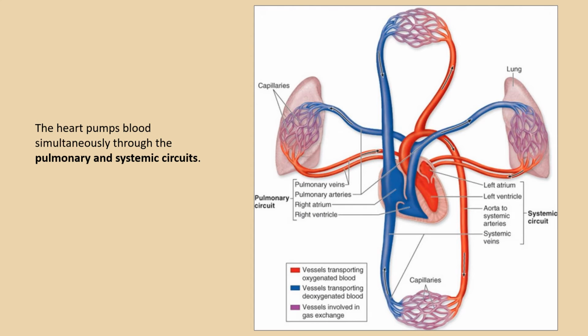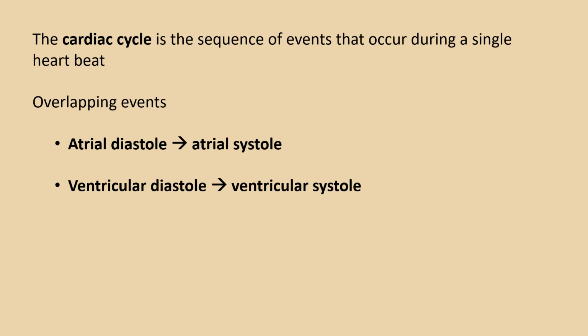I hope you remember the pulmonary circuit and the systemic circuit. So the heart is a muscular pump, and in the pulmonary circuit, the right side of the heart pumps blood to the lungs and back to the heart. And in the systemic circuit, the left side of the heart pumps blood to the entire body and back to the heart. So the cardiac cycle is a sequence of events, highly coordinated events that occur during one heartbeat. And we're going to take a pretty detailed look at the events of the cardiac cycle.